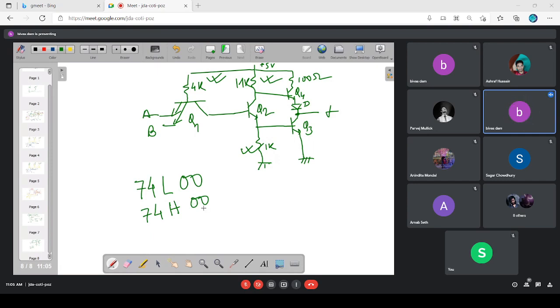But there will be a particular requirement where I want a better propagation delay, and at the same time my power dissipation should not get compromised. That means my power dissipation is also improved. Improved means I should go for a lesser amount of power dissipation, and at the same time my propagation delay is also becoming better. Let us see what I can do for that.